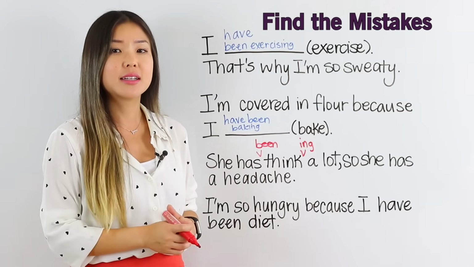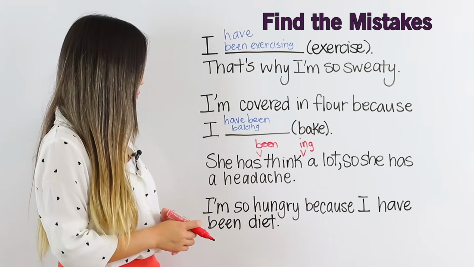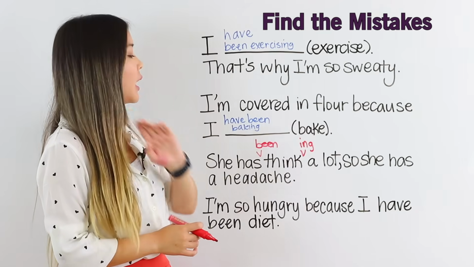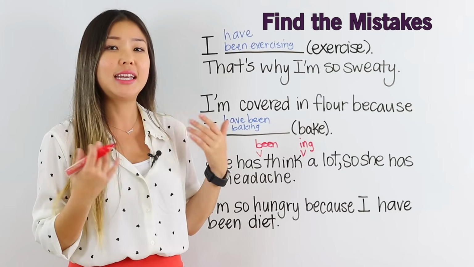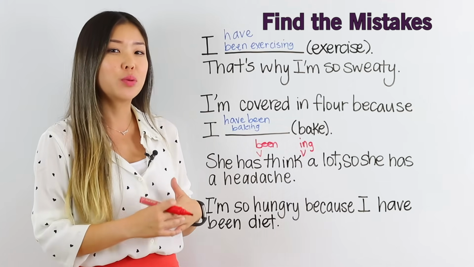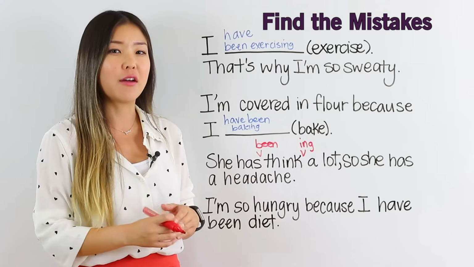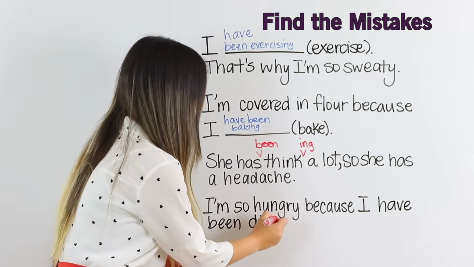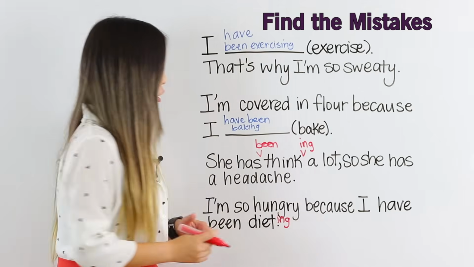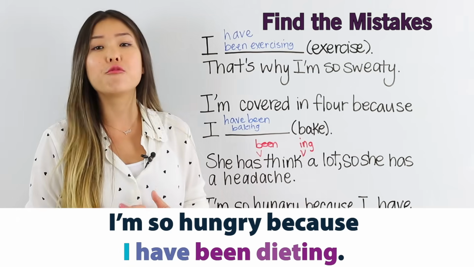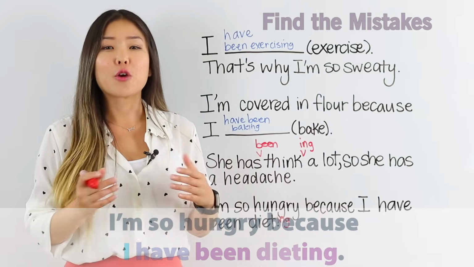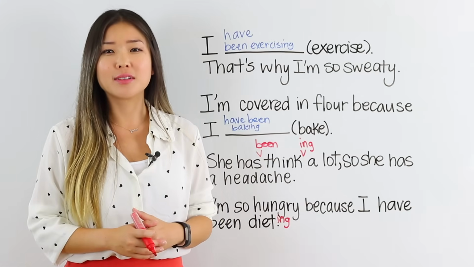Look at the next sentence and find the mistake. I'm so hungry because I have been diet. The only mistake here is that someone forgot to put the ing at the end of the verb diet. The correct answer is, I'm so hungry because I have been dieting. Great job, everyone. Let's move on.